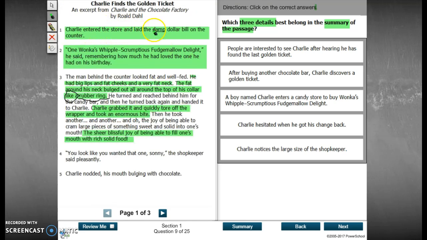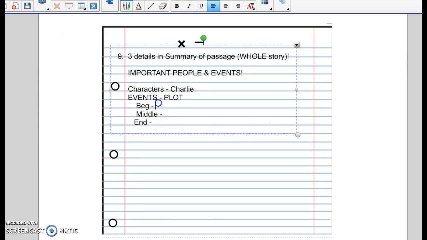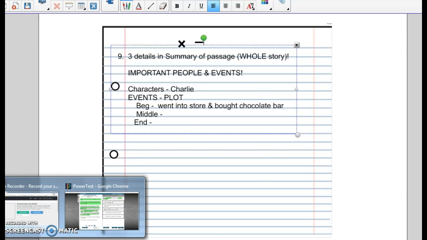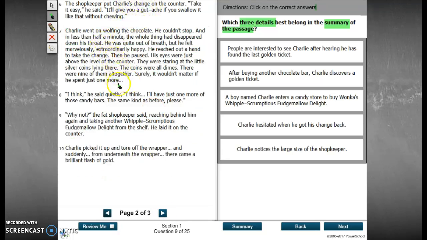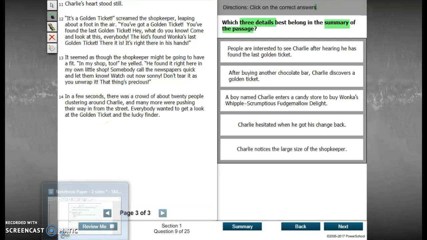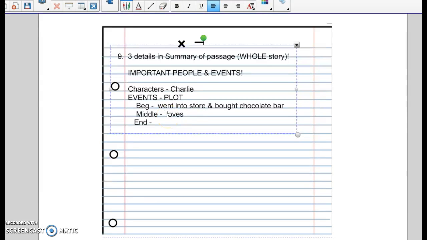What happened? Well, he went into the store and bought a chocolate bar. Okay, so I put that on my loose leaf. All right, let's skim and see what happened in the middle that was important. He buys the bar, he eats it, it's really good. Loves it. He buys another one. A flash of gold. Ooh, it's a golden ticket. That's pretty important. So I'd say maybe loves it, buys another, golden ticket. It's pretty important.